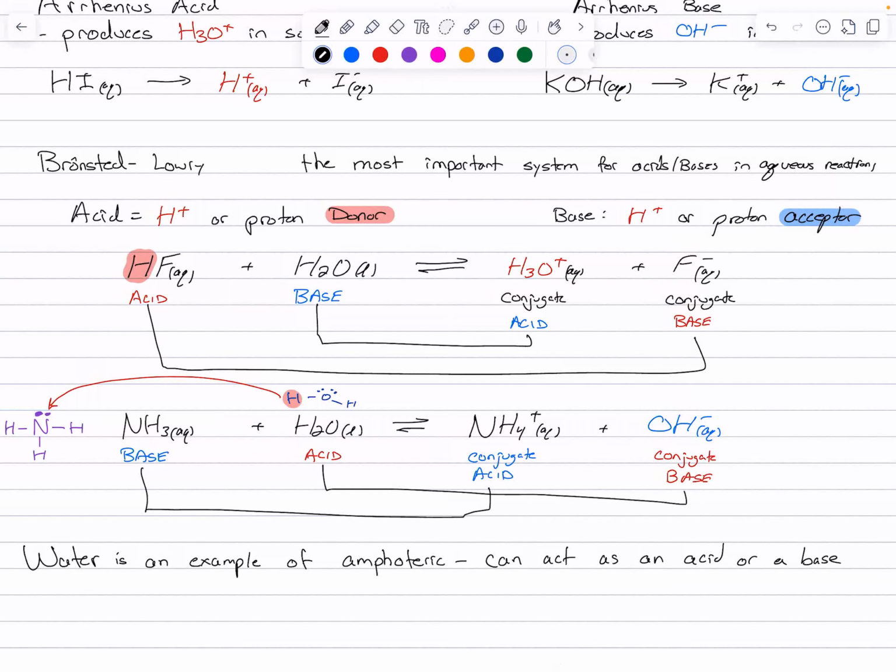All right. So this Bronsted-Lowry acids and bases, you got proton donor, proton acceptor. Right. So in order to be an acid, you have to have a proton to donate. In order to be a base, you have to have a space to accept the proton, usually a lone pair. All right.